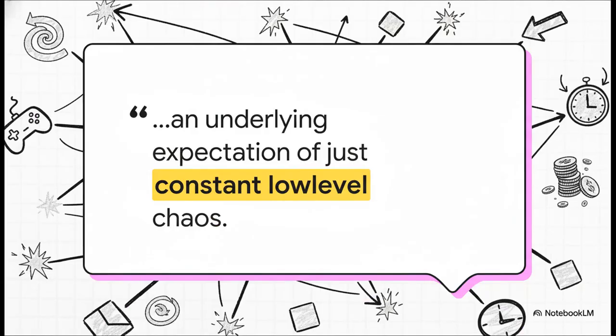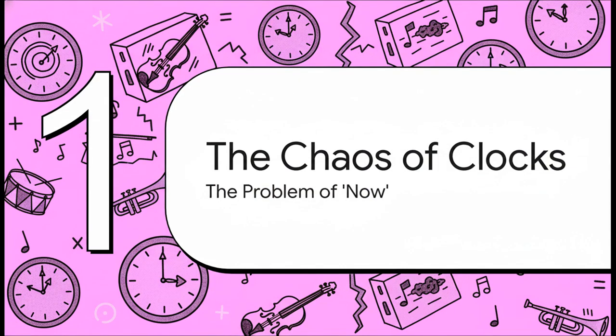This quote from the source material, man, it just nails it. In pretty much any networked system, there's this constant battle happening under the hood to keep everything in agreement. It's like a low-level hum of chaos that's just always there. And the root of all this chaos? It's time. Yeah, time itself.